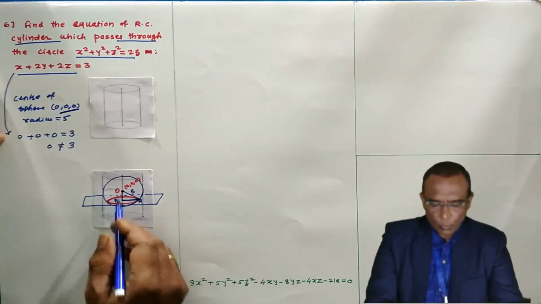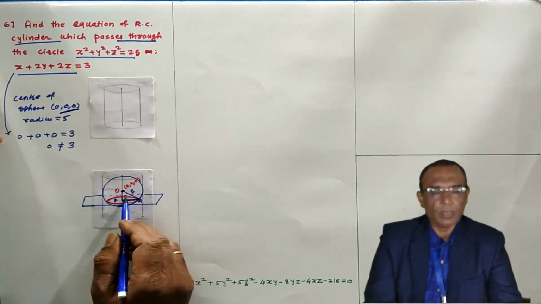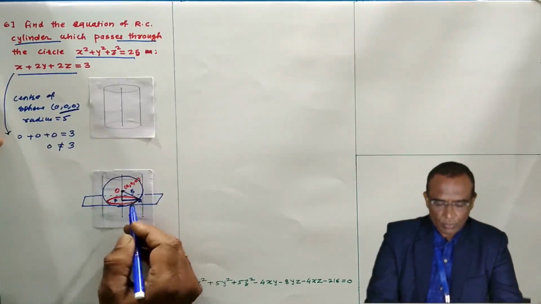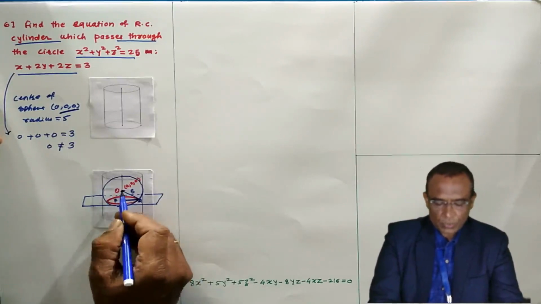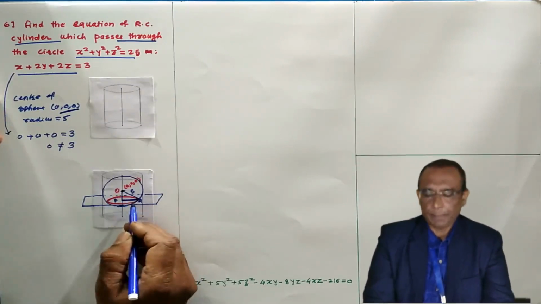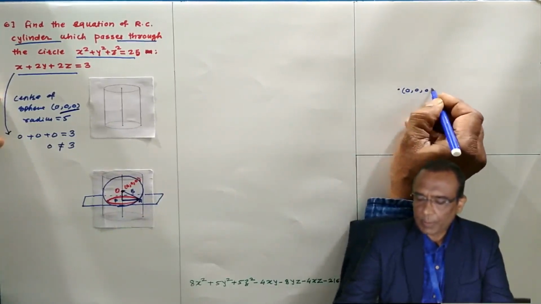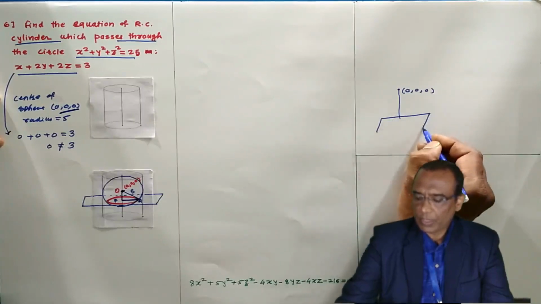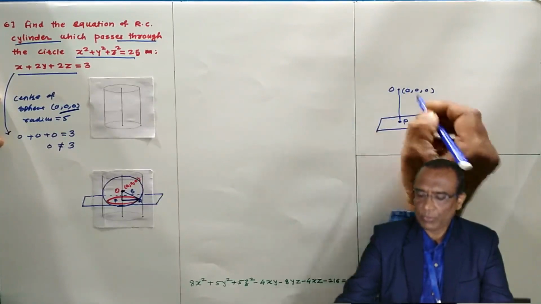Now, OA is known to you. PA is the radius of the circle, meaning it is the radius of the right circular cylinder. PA I want. But OP is not given. OP is the perpendicular distance from this point to the plane. If this is a point and this is the origin, I am going to use the perpendicular distance formula. What is the perpendicular distance formula? This OP I am going to find out.